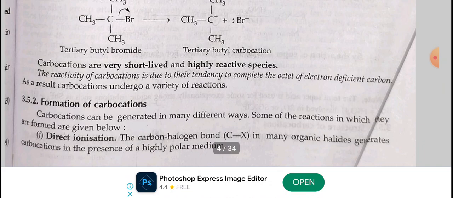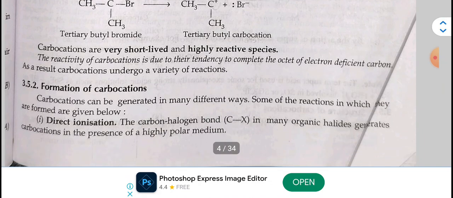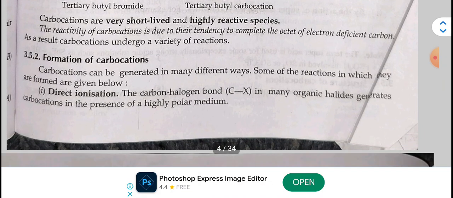Carbocations are very short-lived and highly reactive species. The reactivity of carbocations is due to their tendency to complete the octet of the electron deficient carbon. As a result, carbocations undergo a variety of reactions.